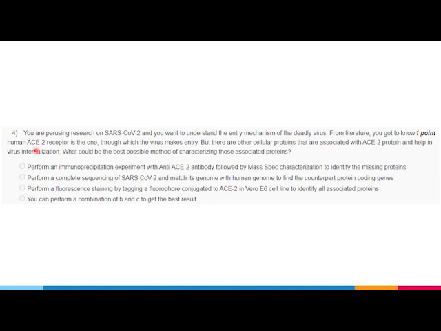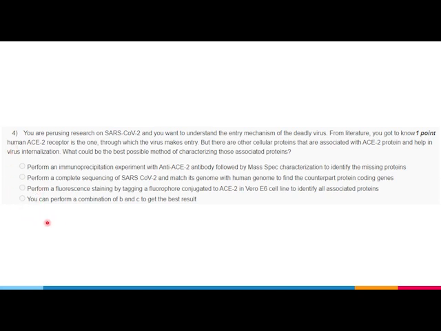This is how the different targets of ACE2 mediated SARS-CoV-2 entry were found out. The options: A, you perform an immunoprecipitation experiment with anti-ACE2 antibody followed by mass spec characterization to identify missing proteins. B, you perform a complete sequencing of the SARS-CoV-2 genome and match it to the human counterpart to find protein coding genes. C, you perform fluorescent tracking of a fluorophore conjugated to ACE2 in Vero E6 cell line to identify all associated proteins. D, you perform a combination of B and C to get the best result. These are your four options, only one of them is correct.